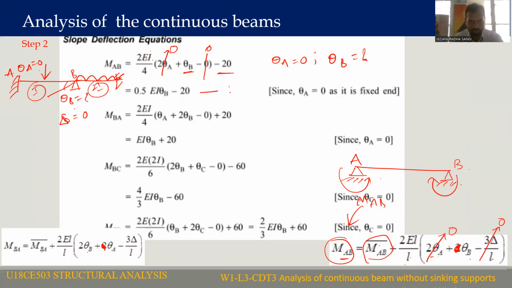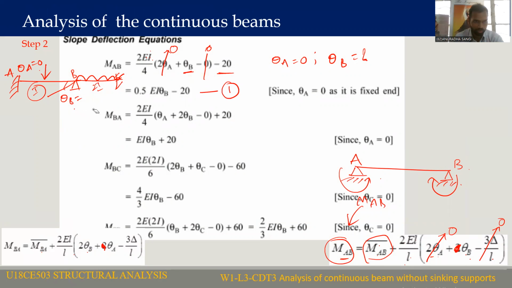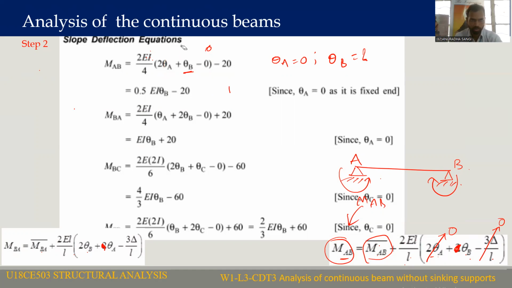Consider this as equation number 1. So now we are getting MEAB from this equation: 0.5 EI theta B minus 20. I am just considering this as equation number 1.